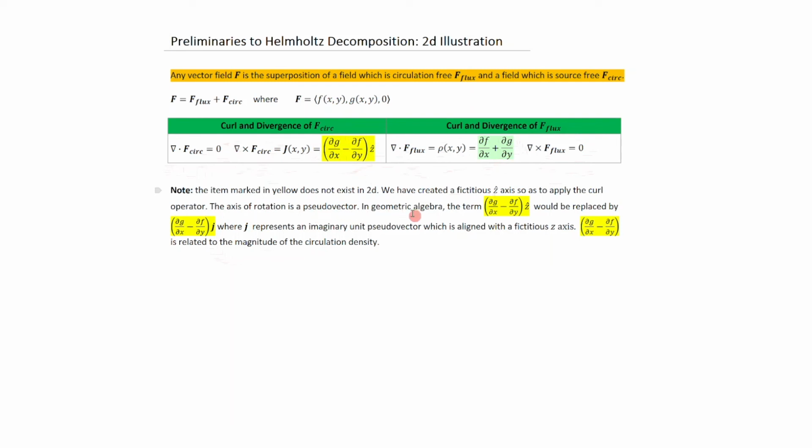In geometric algebra, we'll just quickly discuss, the term dGx minus dFy z hat would be replaced by something that looks like this, where this J, bold, represents an imaginary unit pseudo-vector which is aligned with a fictitious z-axis. And it's related to the magnitude of the circulation density. But by putting in J you make no inference to a z direction, you just say it's some form of pseudo-vector.